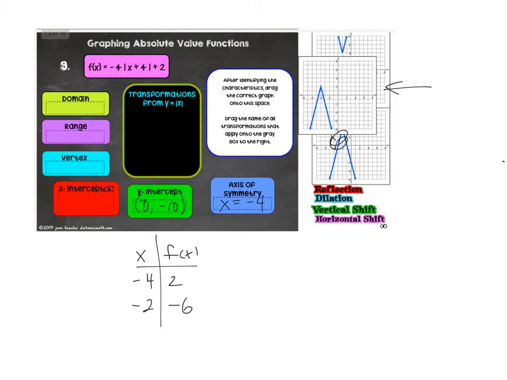X-intercepts looks like -3.5 and -4.5. So that would be -3.5, 0, -4.5, 0. The vertex is at -4, 2. The range is going to be y is less than or equal to +2. The domain is infinite. This one, we have a reflection, that is true. We have a dilation, that is true. We have a vertical shift, that is true. We have a horizontal shift, so it is all of those.